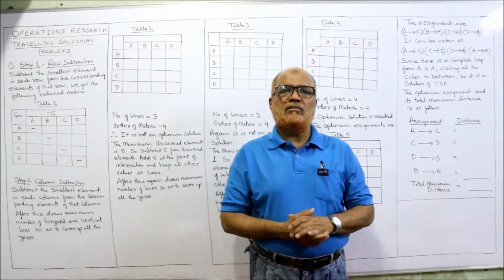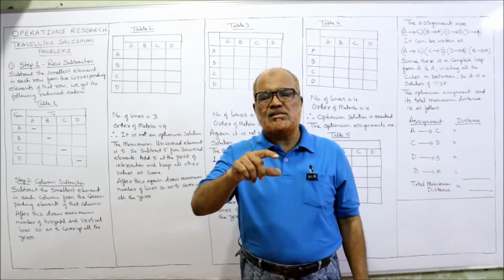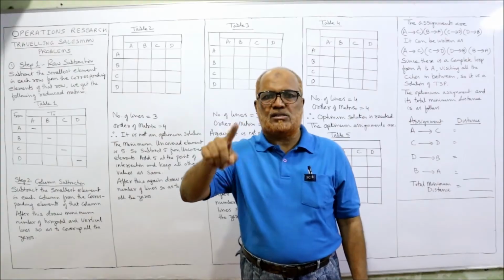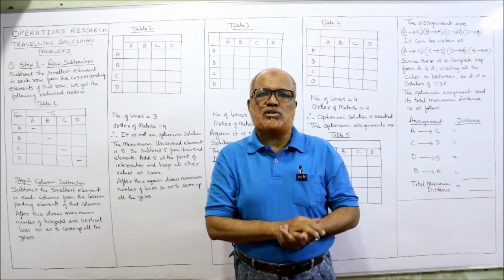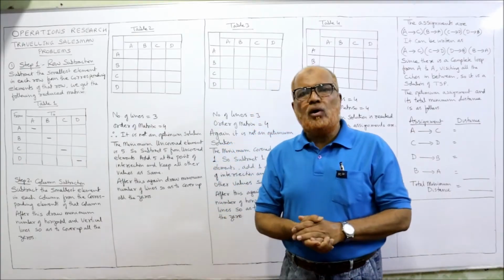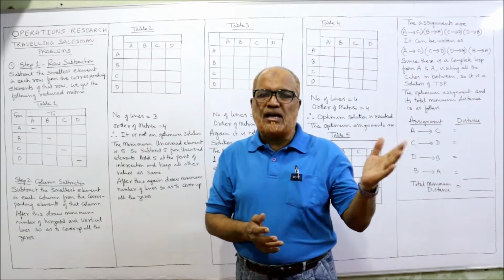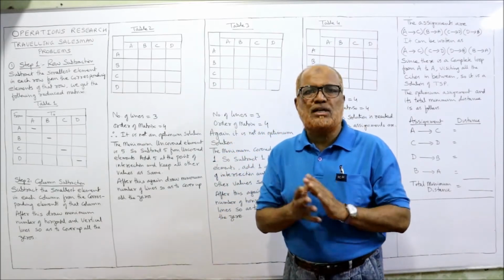The ultimate objective is to find out the sequence in which the traveling salesman has to visit all cities only once and come back to home city in the shortest possible time or distance. That is the problem. So already I have discussed this in the assignment problem theory videos. So if you have watched that, it's okay.